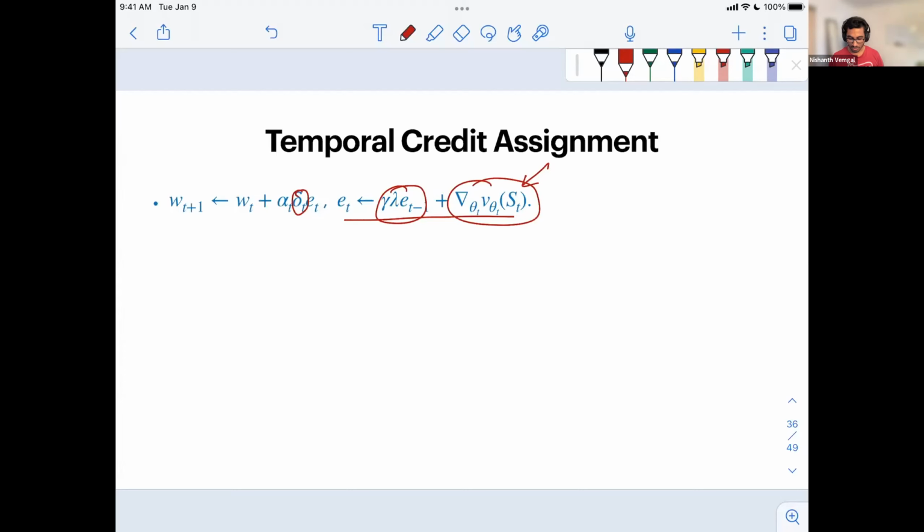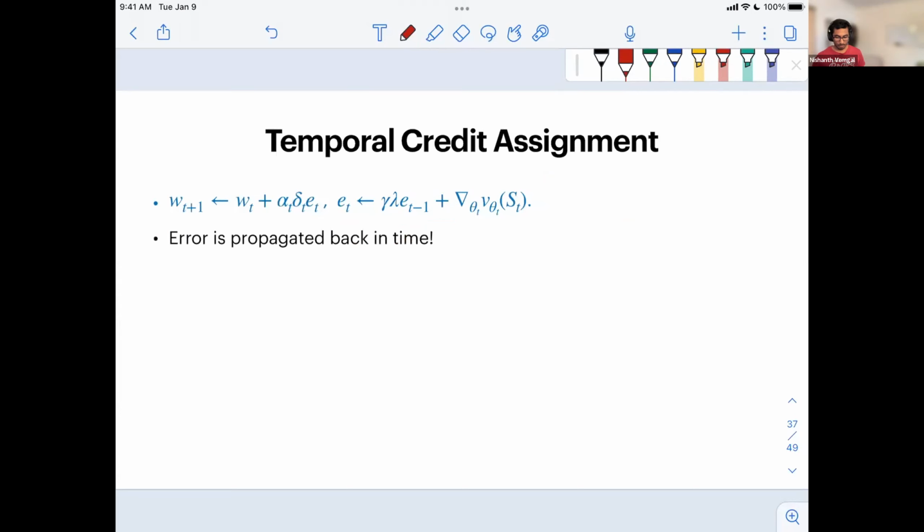If we set lambda to 0, then we are putting all the blame or all the credit on the current state. But if we set lambda equal to 1, then we are saying all the states in the past were equally responsible. For any other lambda value, we have an exponentially decaying way of credit assignment using these eligibility traces.